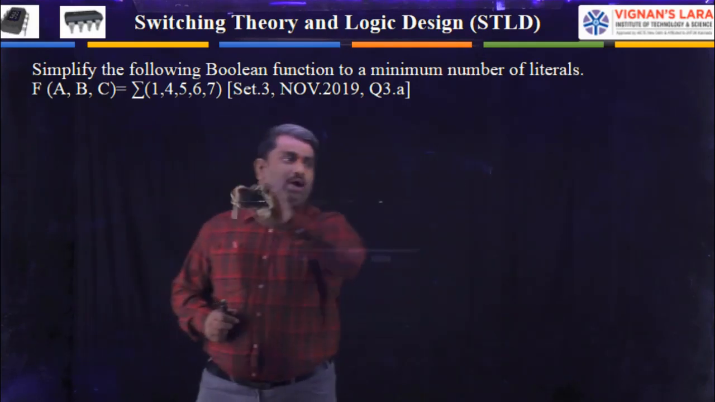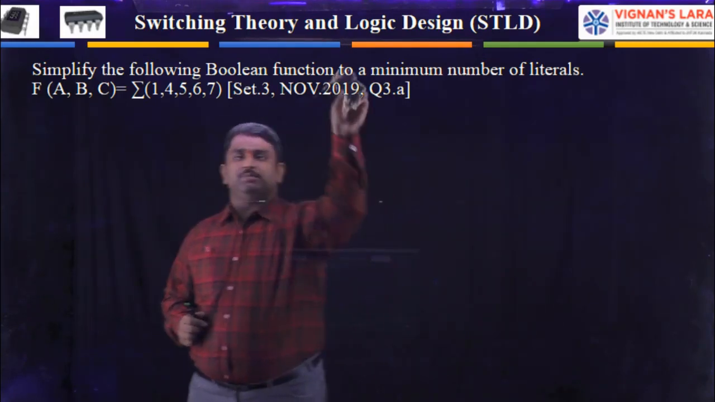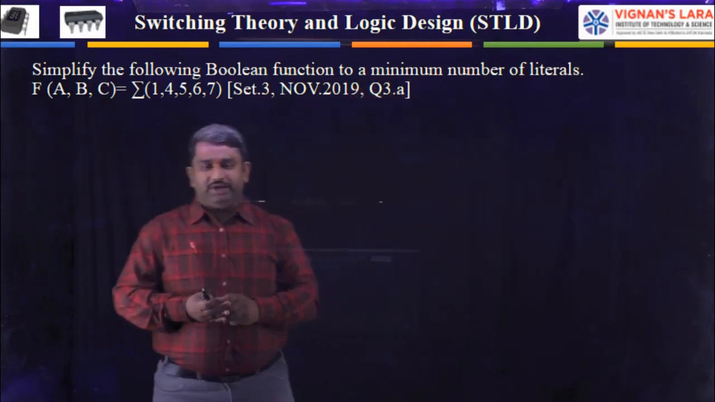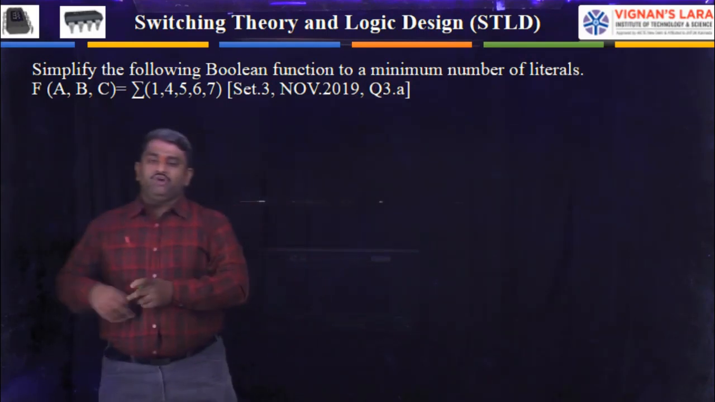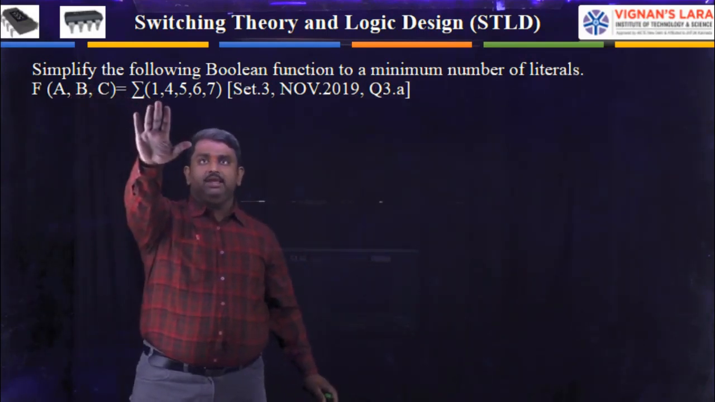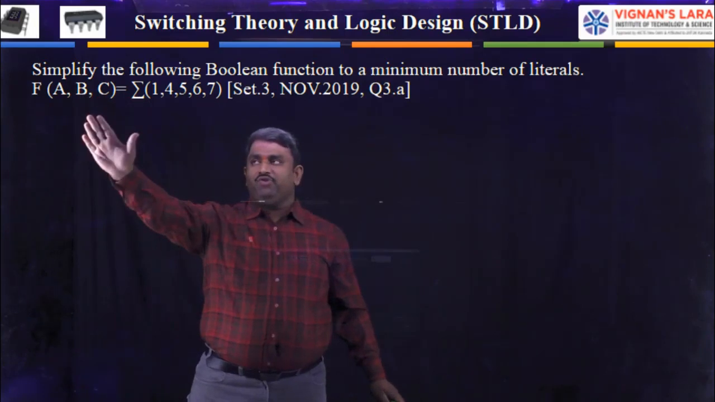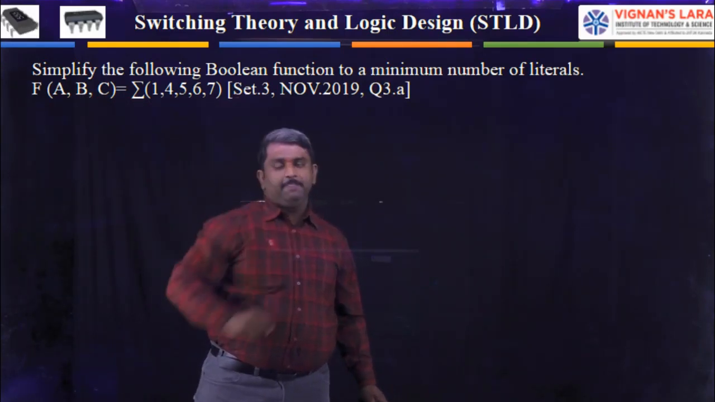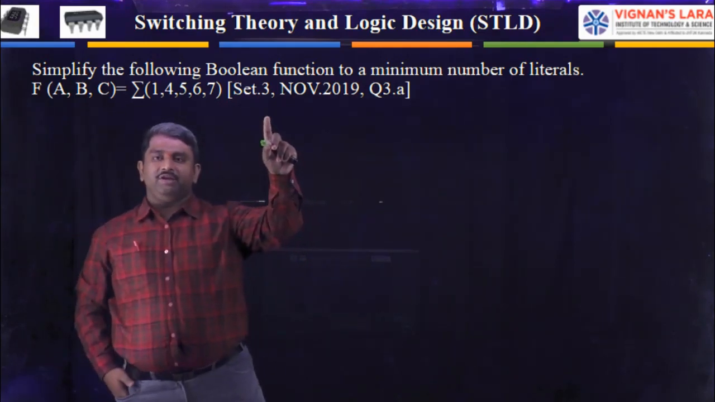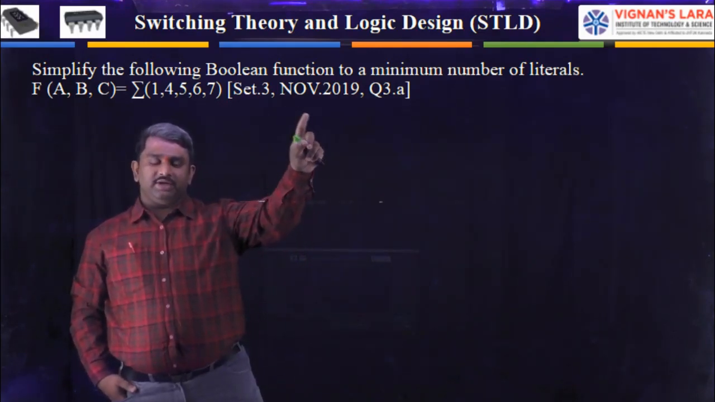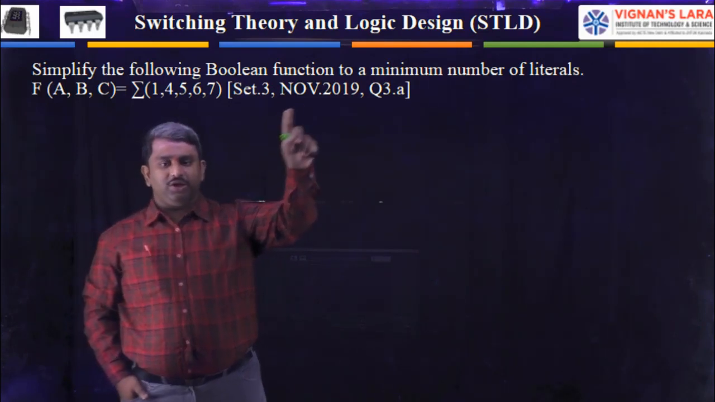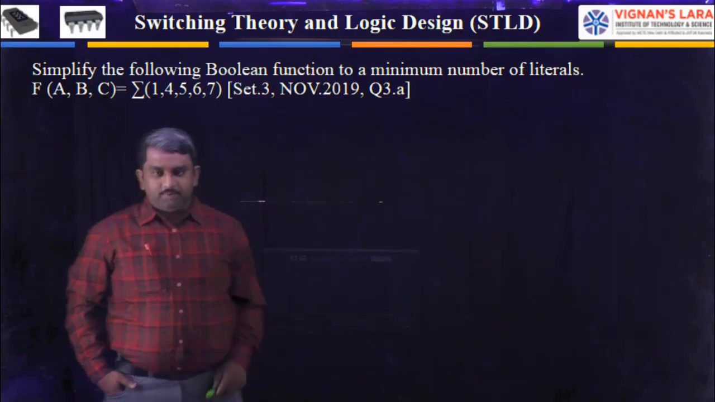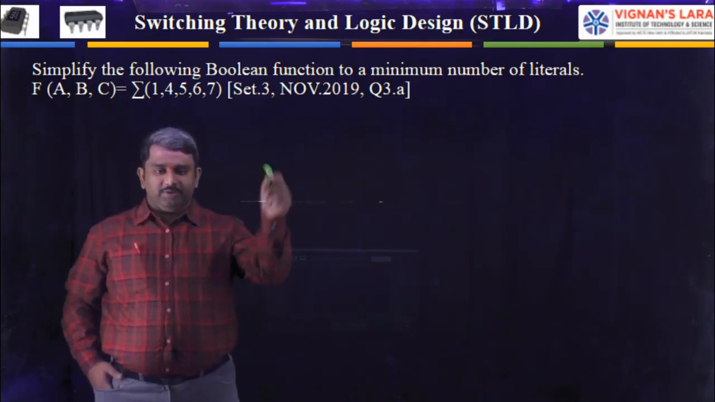So the problem description is: simplify the following Boolean function to a minimum number of literals. The given function is f of ABC equal to sigma 1, 4, 5, 6, 7. This question is from the November 2019 regular question paper, set number 3, question number 3a. So this is the problem. Now first we have to minimize this function.